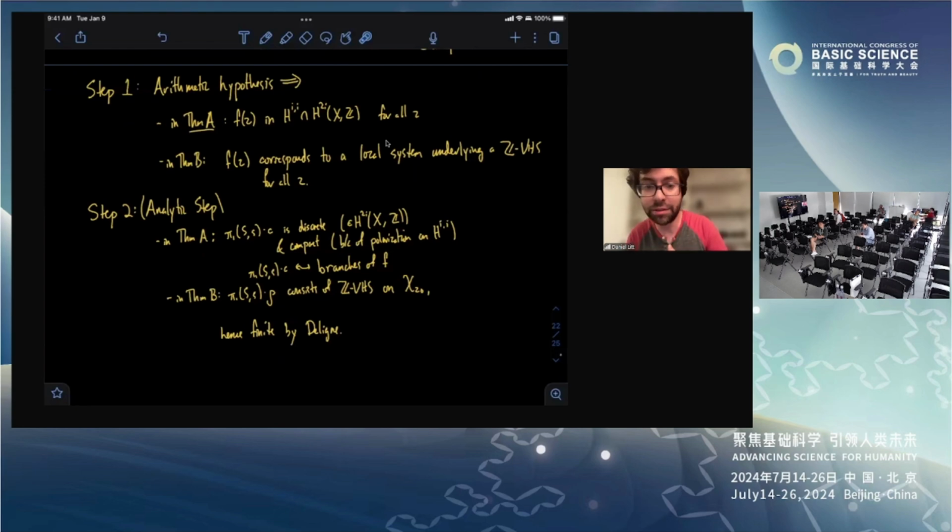Yes. Sorry. Both of these are theorem C. Sorry about that. Okay. So again, the upshot is that we get some finiteness coming from Deligne's theorem on finiteness of local systems underlying a ZVHS. Okay. Are there any questions about this?